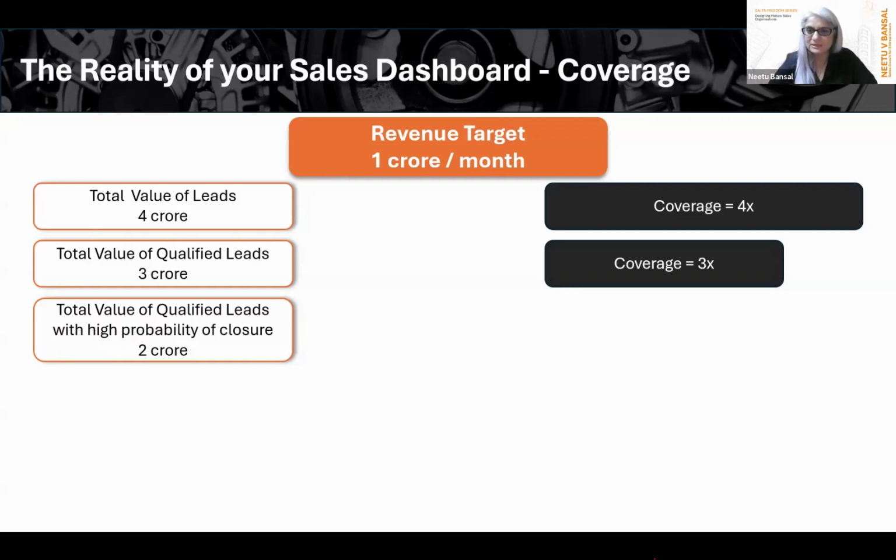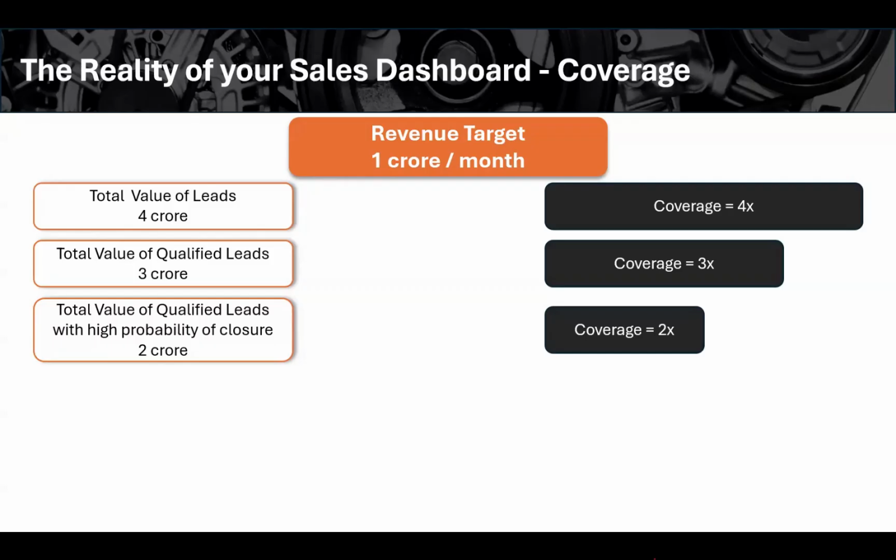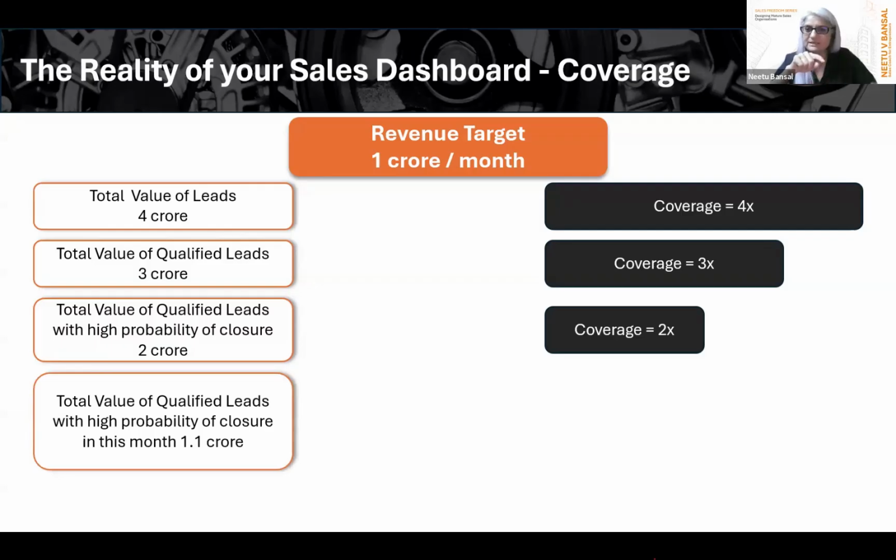Because of that, from 3 crores it's now become 2 crores. So what is the coverage now actually? 2x. Correct? Okay. Now if I tell you out of this, because this is my monthly target, na? Out of this, this month 1.1 crore will close. The rest 90 lakhs will close next month or the month after.